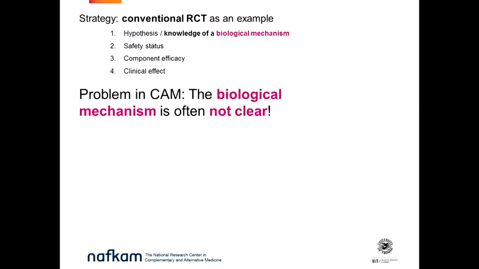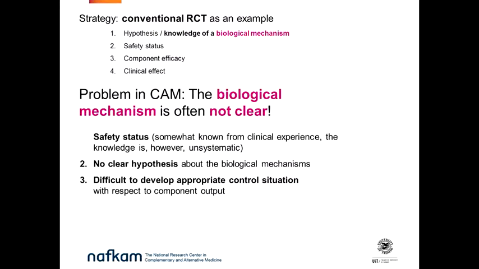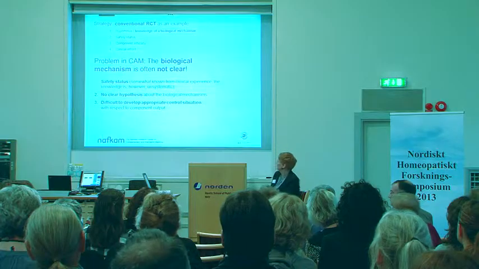Okay. So problems in CAM: the biological mechanism is often not clear, safety is somewhat known, you have no clear hypothesis. And then we come to the core problem. That's sort of the heart of the issue. Many people who don't do experiments, or don't do that very often, think the core issue in an experiment is the treatment group. It's not. It's your control group. Your treatment group is often very clearly defined, but you always measure, that's the principle of a trial, the effect of the treatment group in comparison to a control. And very often the issue is the control, not the treatment group.